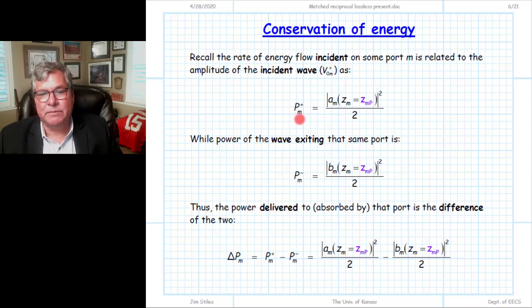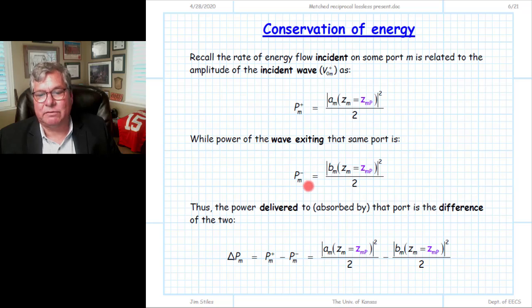So we have a port 1, or port M, I should say, and we want to know what is the power associated with the incident wave, with the plus wave in this case, since we've defined Z is increasing toward the port. And we found earlier that we could take the magnitude squared of our normalized wave amplitude A, the magnitude squared of this complex value A, evaluated at the port plane, divided by 2, and that is the power associated with that incident wave.